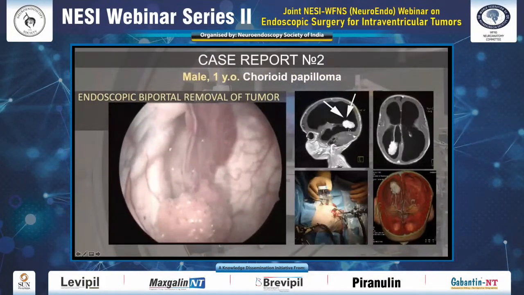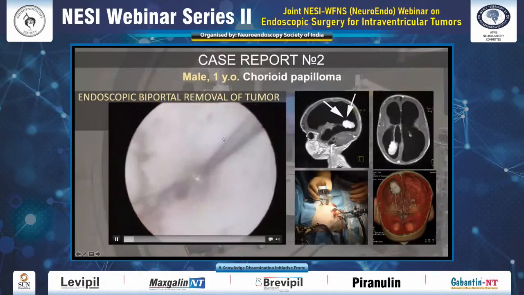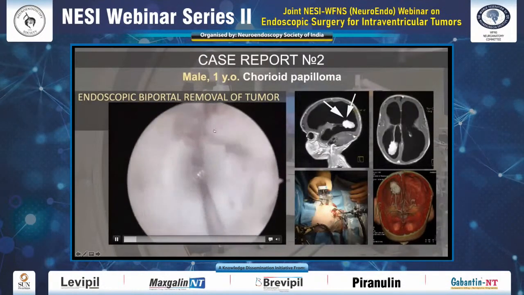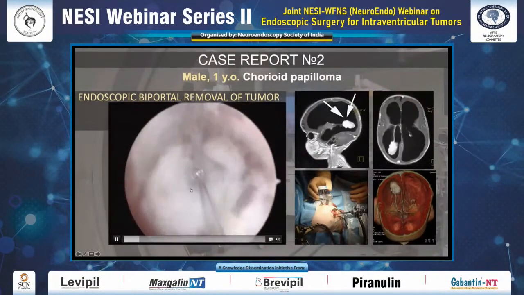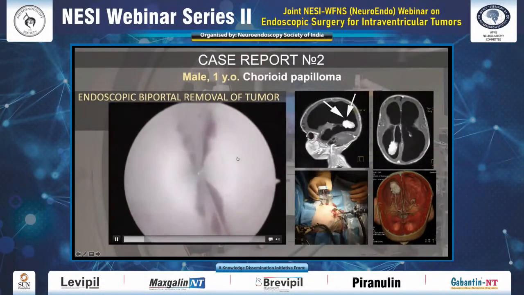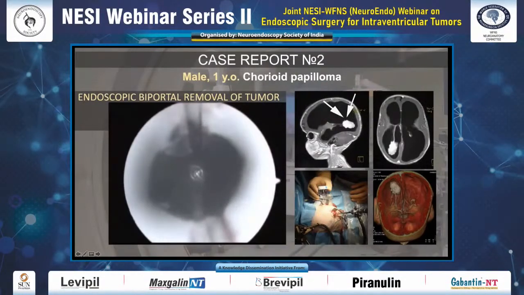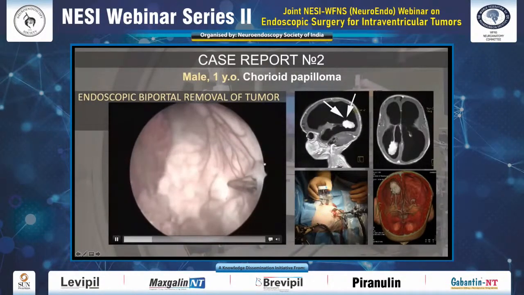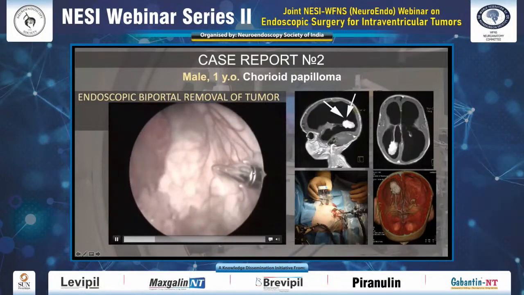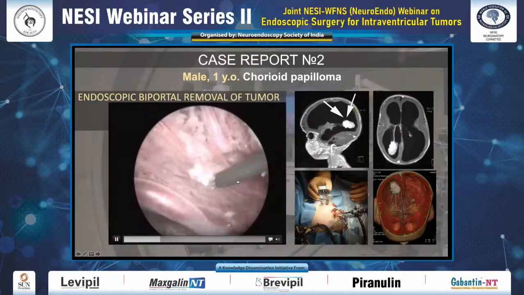Another case, also a big vascular case inside of the lateral ventricle. This is the second port. I introduced the instrument through the second port. You see the view of the operation. Second port, you see, this is from the first port. I see how to introduce the second port very safely.